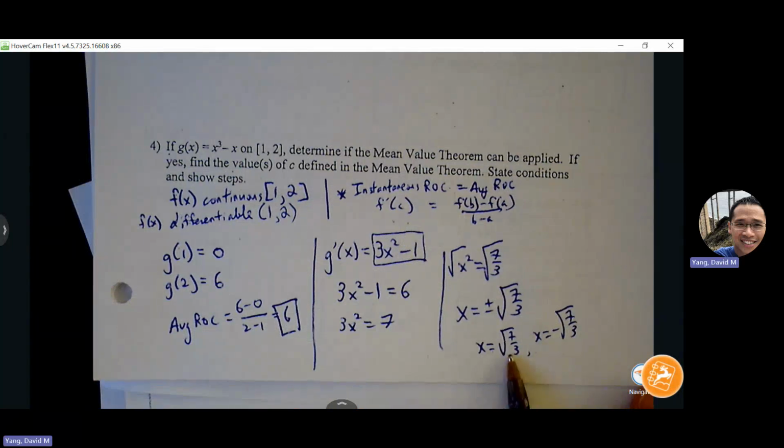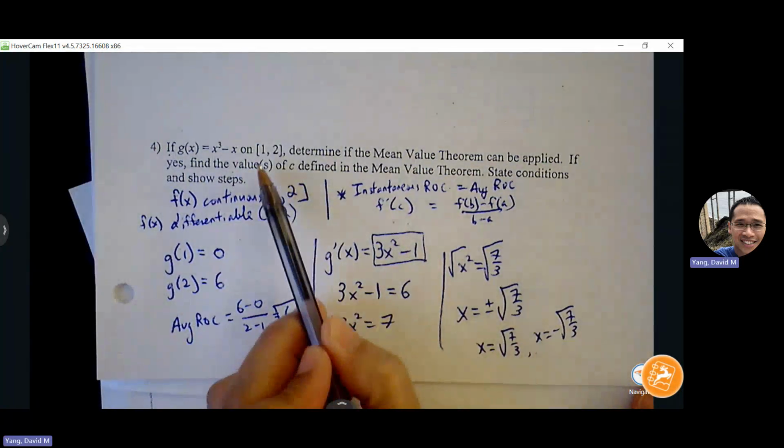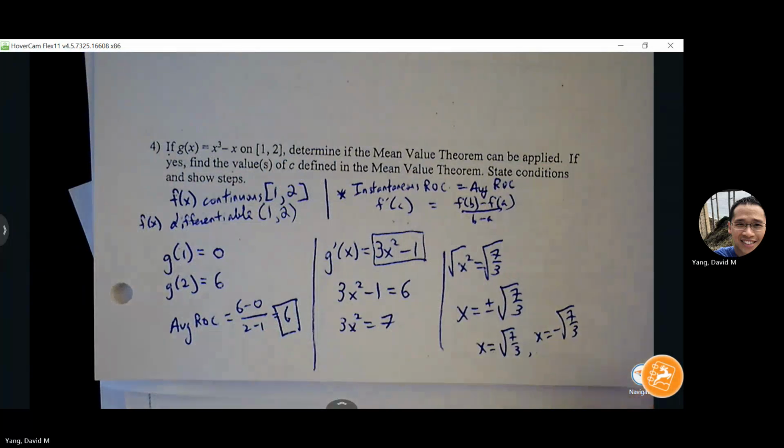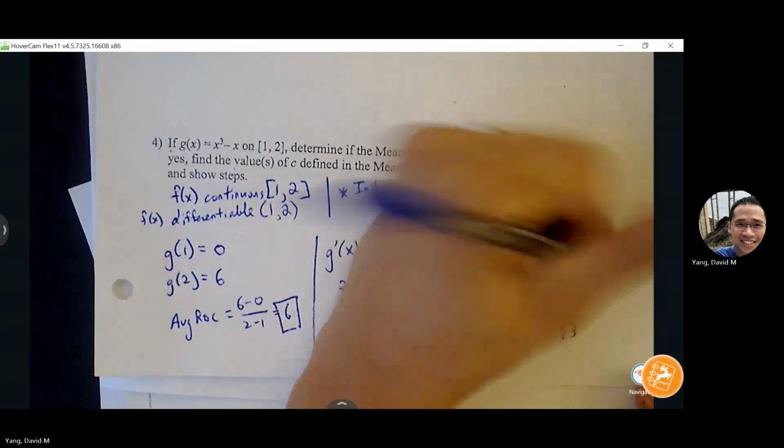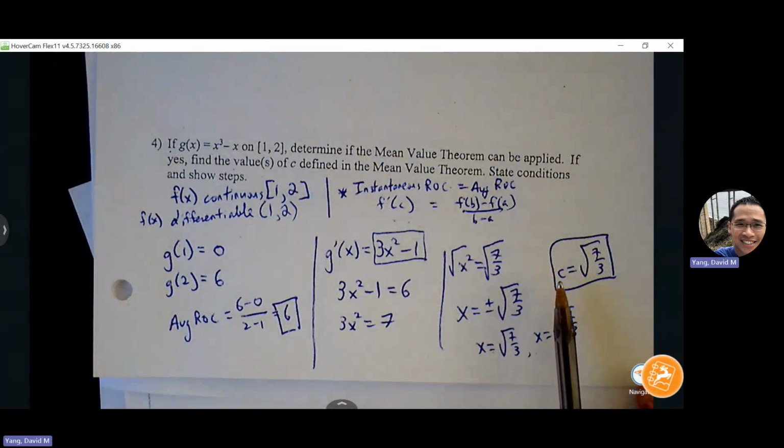If you're unsure, you can plug this in the calculator, but this is going to give you a decimal value that's between 1 and 2. So we label our solution, our x value solution, as c.